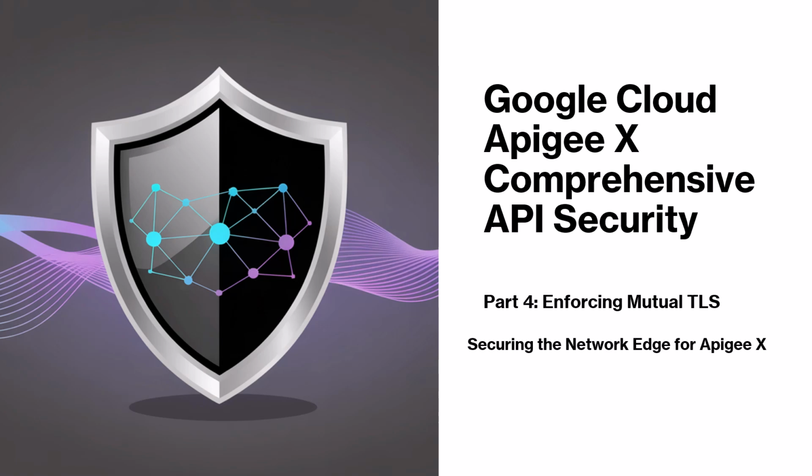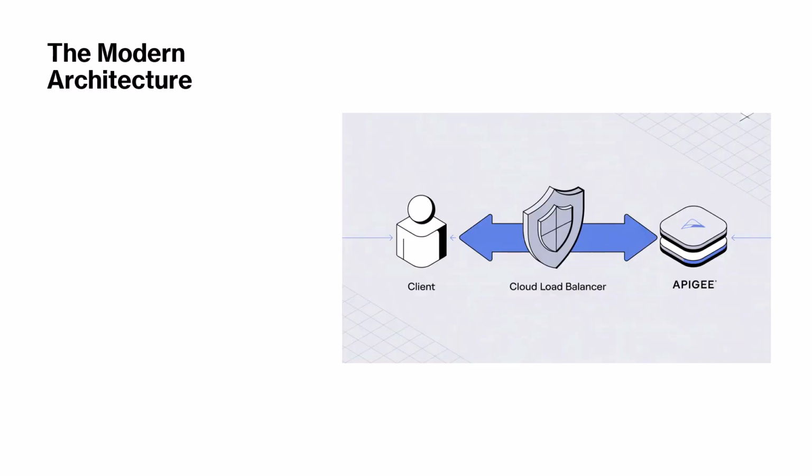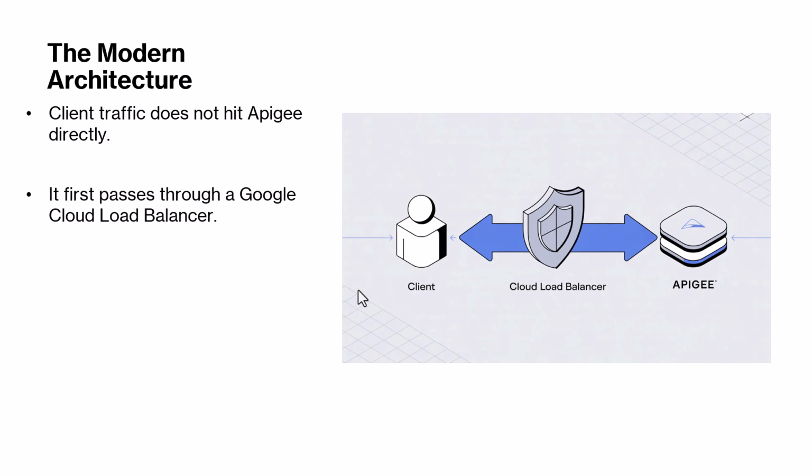This module will walk you through the real world process, simulating the distinct roles of an API developer and a cloud network administrator. Before we dive in, it's crucial to understand the architecture. Client traffic doesn't go straight to the Apigee runtime. Rather, it is intercepted by the cloud load balancer. This load balancer is responsible for the entire TLS, or transport layer security, handshake, including the critical step of validating the client certificate.